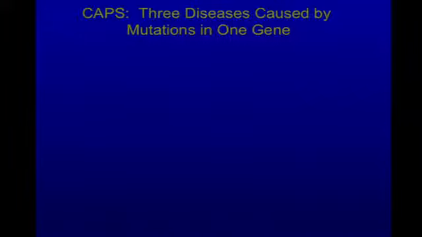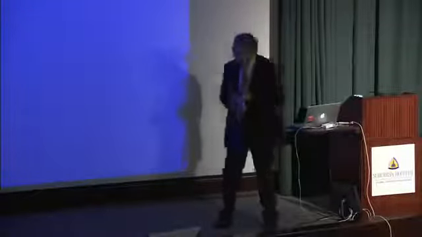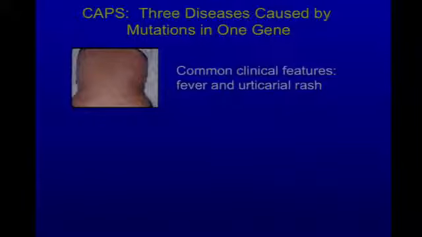That are caused by mutations in the same gene. And this is one that's really near and dear to my heart because, in fact, it turns out that this gene encodes a protein that's a cousin of pyrin. So anyway, these 3 diseases are sometimes known as CAPS, cryopyrin-associated periodic syndromes.